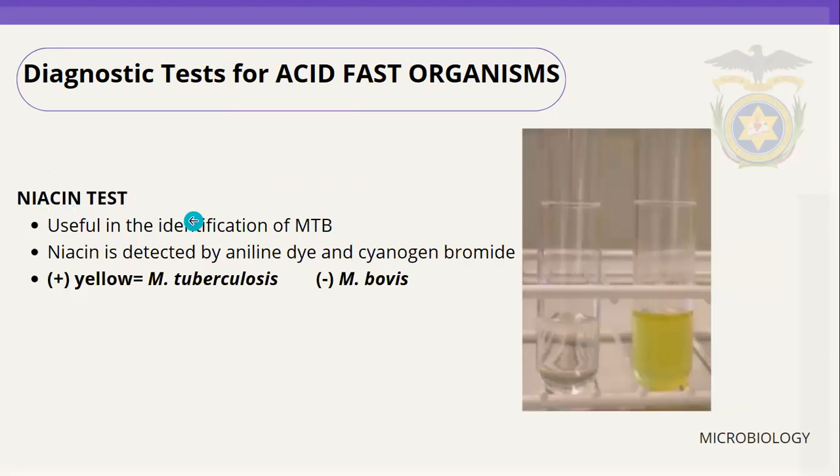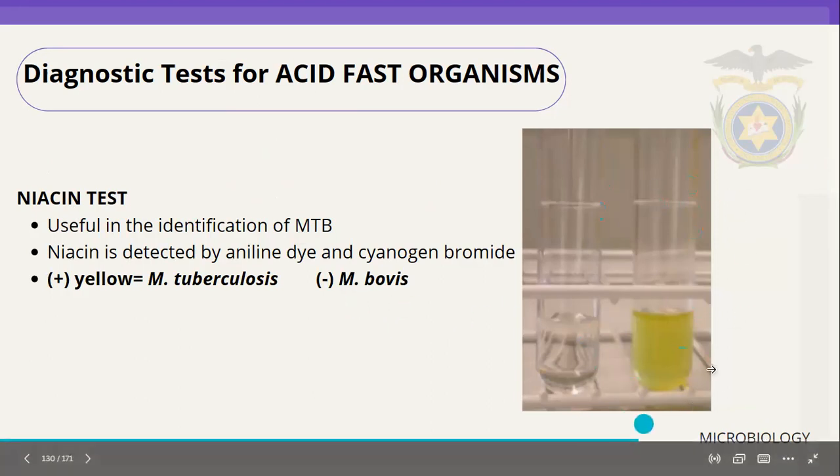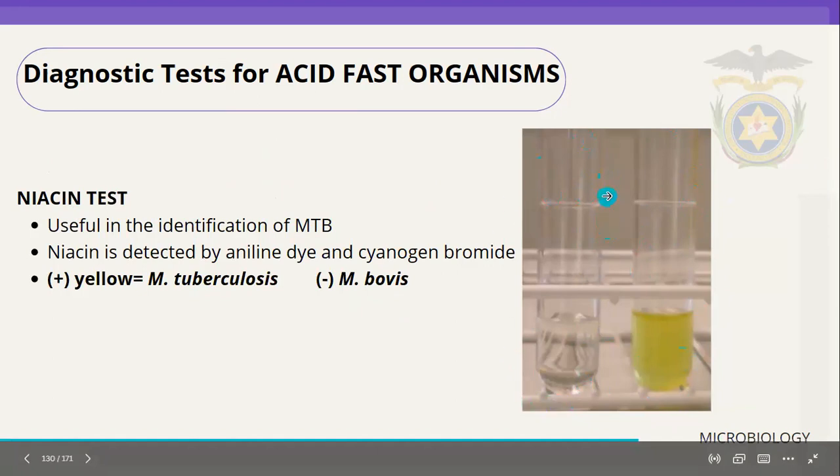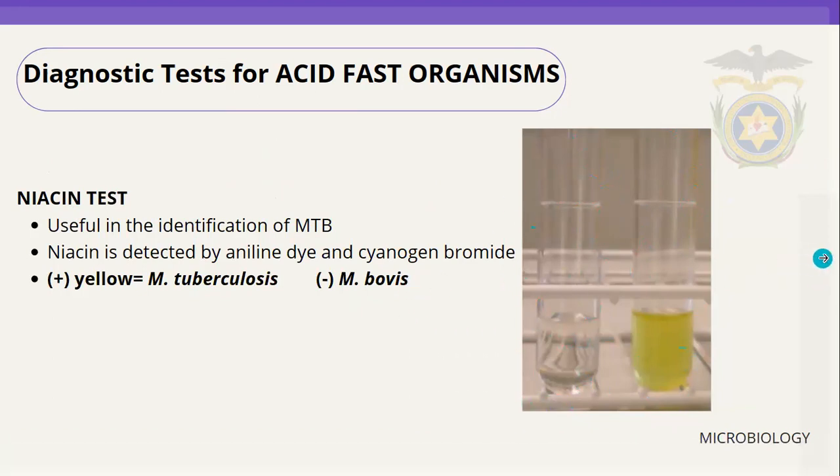Let's move on to our next test, which is called the niacin test. This is useful in the identification of MTB because niacin is detected by aniline dye and cyanogen bromide. The positive reaction here is yellow, as seen in the second tube, and it's presumptive for Mycobacterium tuberculosis. Negative shows no color change, or colorless, as seen in Mycobacterium bovis.